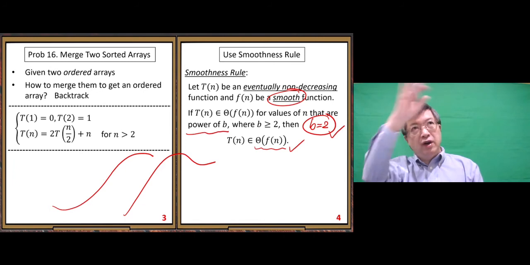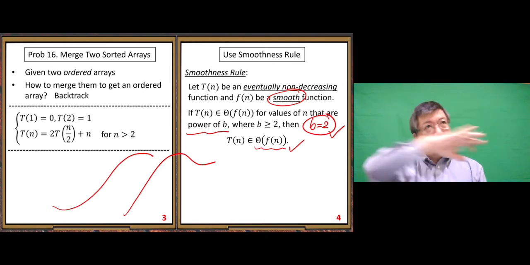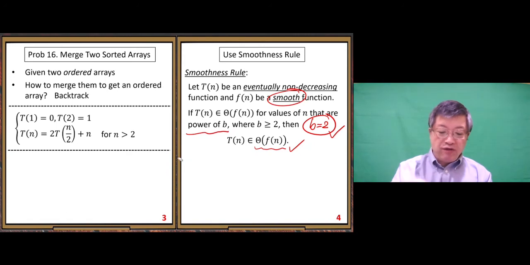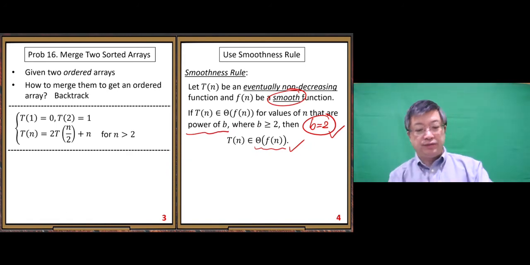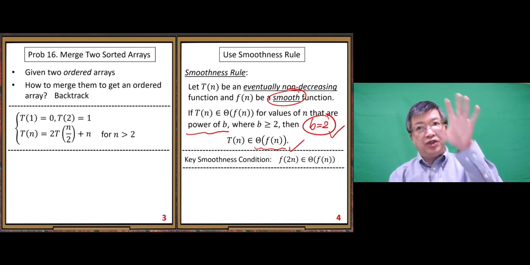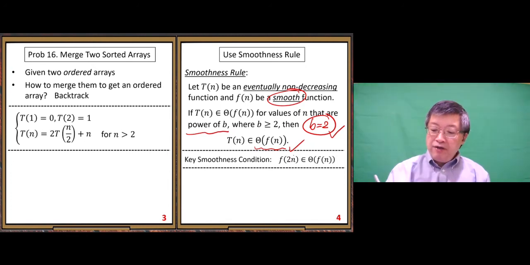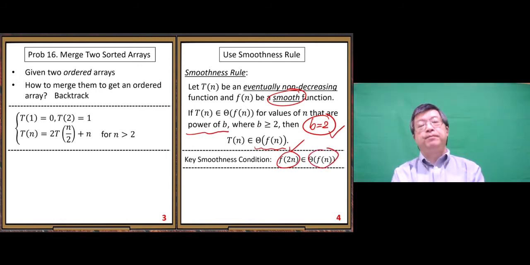If you draw the curve and look at the shape, it is smooth. We do not mean that. Our smooth function is different. Our smooth function has a key smoothness condition: f of 2n belongs to big theta of f of n. Okay? So that's the key condition.